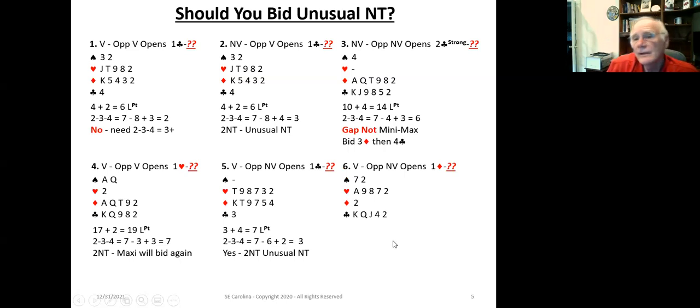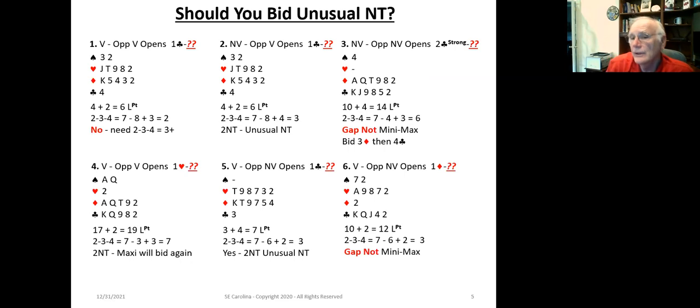Okay, let's take a look at this one here. Again, the opponents open 1 diamond. We've got the right shape, 5 hearts and 5 clubs. We've got 10 high card points and 2 length points, that gives us 12. Let's make sure that we're strong enough to be bidding here. So evaluate 2, 3, 4, we get an answer of 3. Definitely strong enough. We could use unusual no trump here.